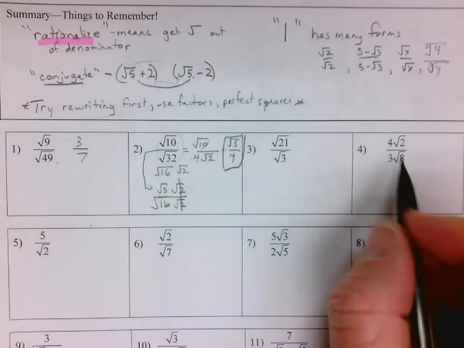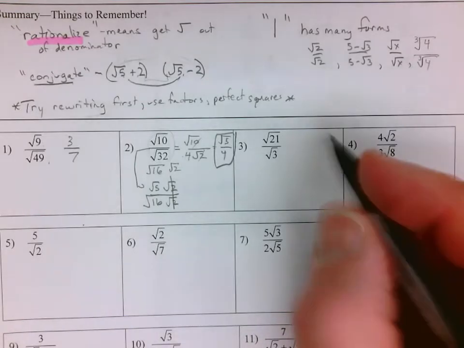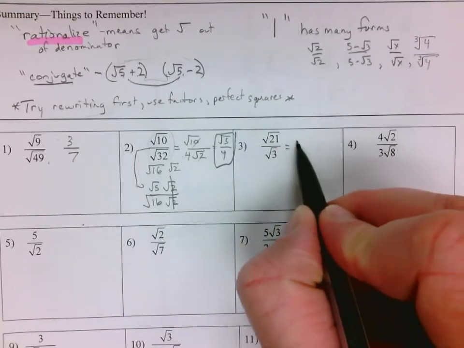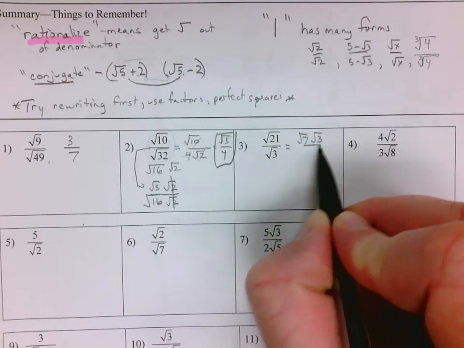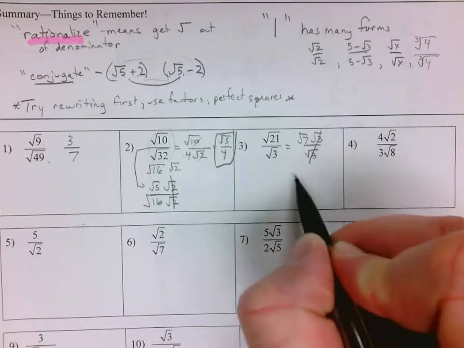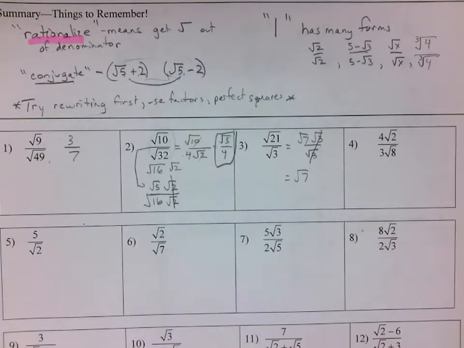So sometimes it's trial and error. So I'm going to do the factoring thing here. 7 and 3. I'm left with radical 7. That is rationalized. You can have a radical, you just don't want it in the denominator.